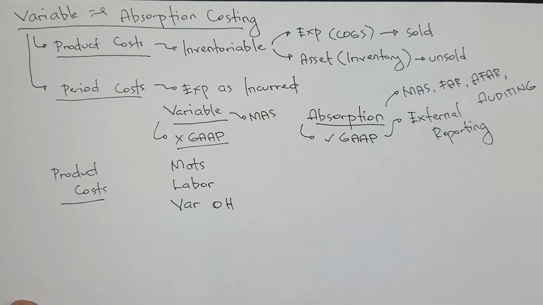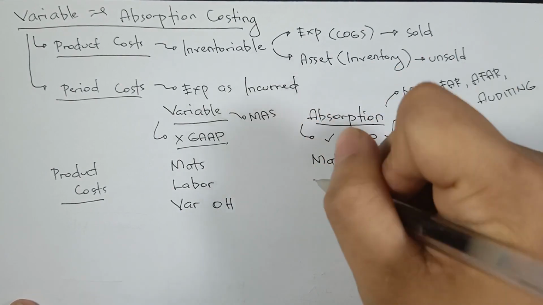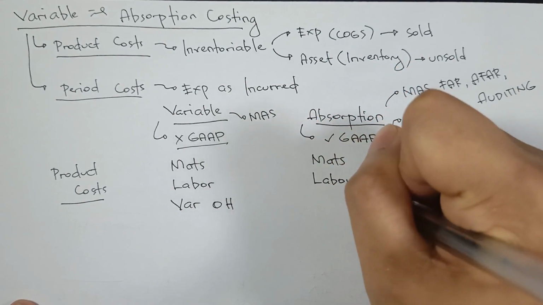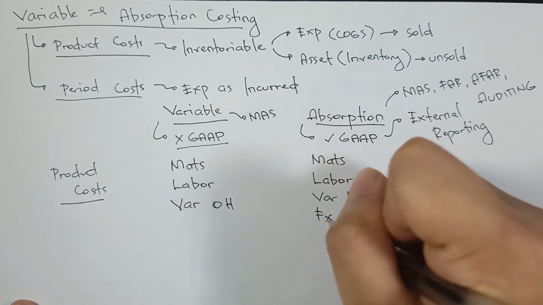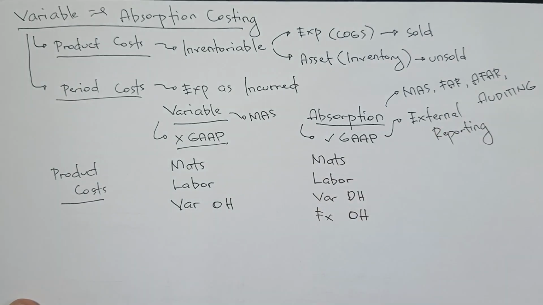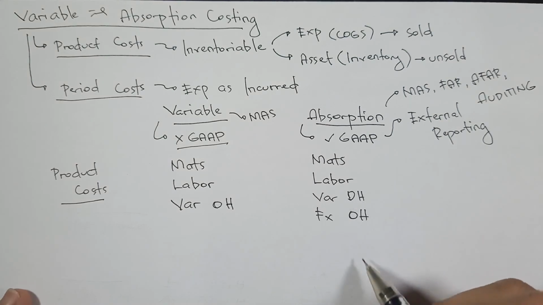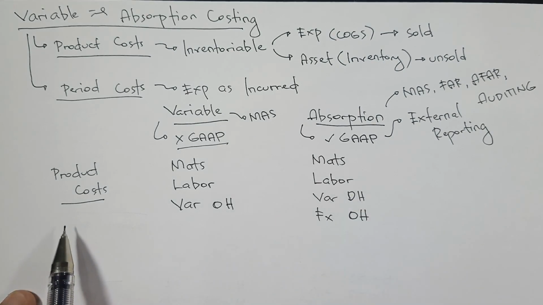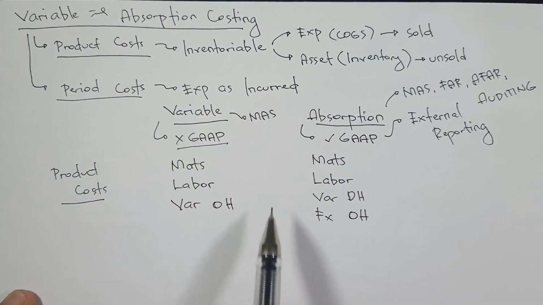On the other hand, under absorption costing, apat ang ating product cost. Namely, direct materials, direct labor, variable factory overhead, then last will be the fixed factory overhead. So as you can see, under absorption costing, whether variable or fixed, as long as it is a manufacturing cost, sinasama natin as product cost. But under variable costing, tinawag yan na variable costing because only variable manufacturing or product costs are inventoried.